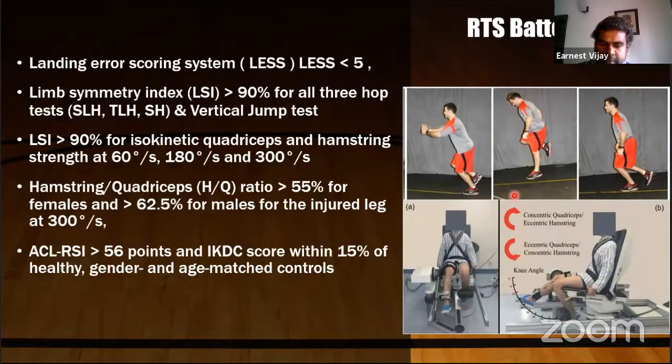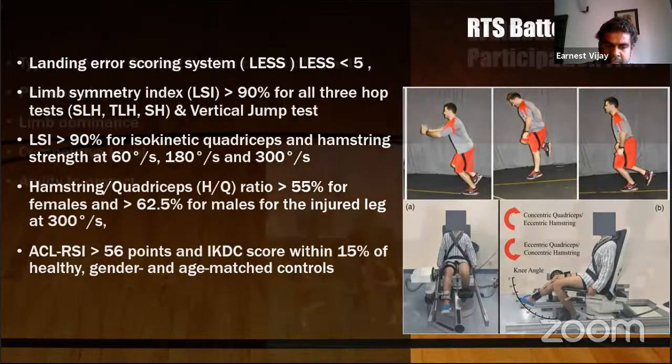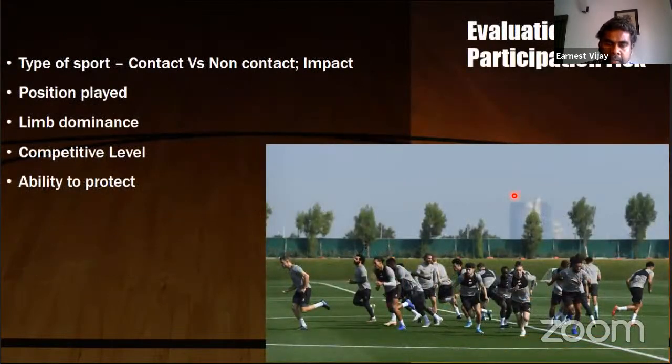Right, these are isokinetic testing, which I will not go into much detail about. Coming to the last few slides. Once you've done the evaluation of the various health and fitness factors, now we need to look at the participation risk. So what is the type of sport the athlete is playing? Is it a contact sport or a non-contact sport? It can be a non-contact sport and still they can hurt their knee.